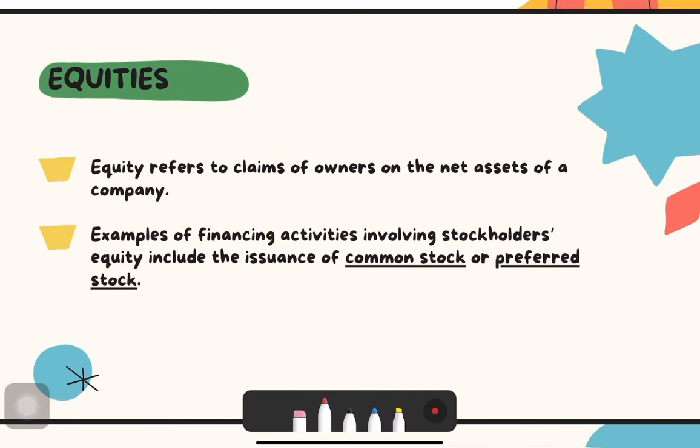Next, equity. Equity refers to claims of owners on the net assets of a company. Examples of financing activities involving stockholders' equity include the issuance of common stock or preferred stock. When the company issues stock, and the investor buys the stock, there will be an increase in the stock account. This will be reported as a positive amount in our statement of cash flows, so it means a source of cash for the company.